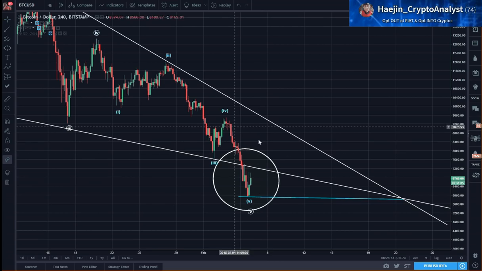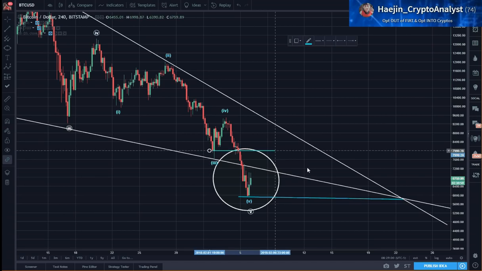Well, if you look at support and resistance, right around 8,000 or 8,500 or so.